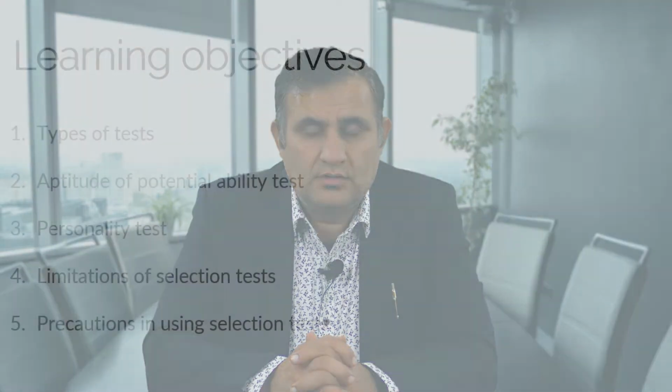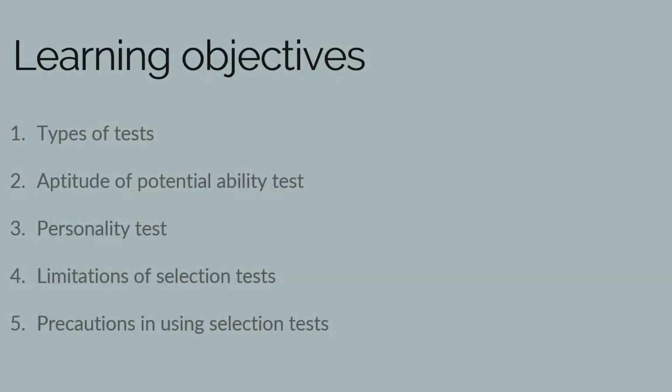Let's look at the selection test, but before that, let's move on to the learning objectives. The first thing that we look at in learning objectives is the types of tests. What are the different types of tests being used for selecting? Second is, what is the aptitude or potential ability test? What is it?